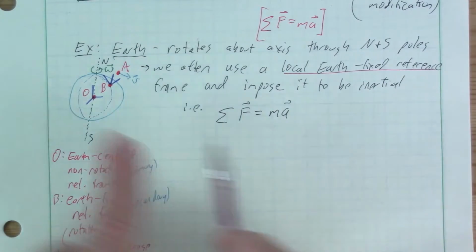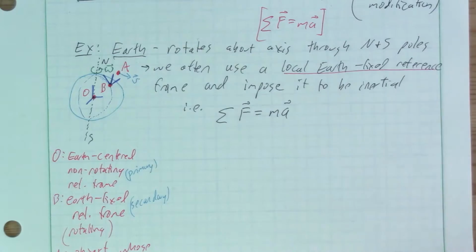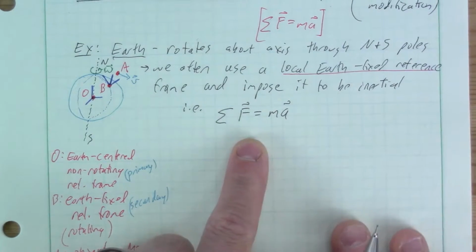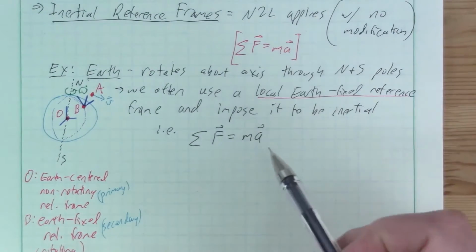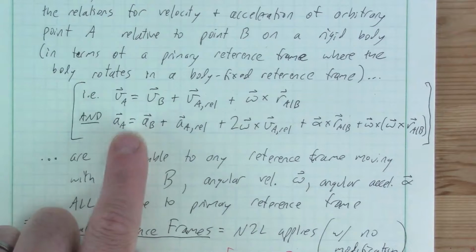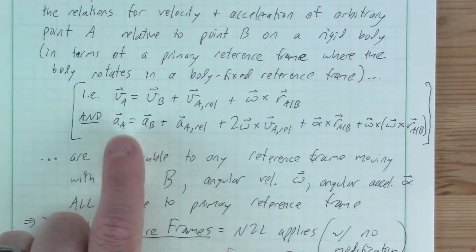Okay, so because B is truly rotating, it's not really inertial, right? Basically, we can't just apply this with the forces that we are assuming. There's additional components of acceleration, right? Which is here.